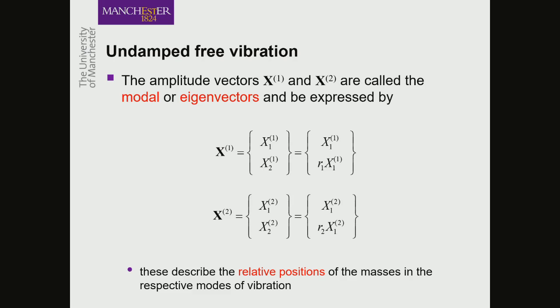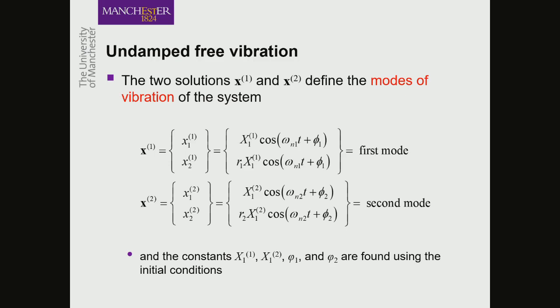The amplitude vectors x1 and x2 are vectors, right? They are written in bold, so they are called modal vectors or eigenvectors. Probably you will remember eigenvectors and eigenvalues from advanced mathematics, so these are quite important to remember here as well. The displacement vectors for omega n1 and omega n2 can also be represented in matrix form, and as I said, they define the relative positions of the two masses. If the system is vibrating under omega n1, it is the first mode, and under omega n2, it is called the second mode of the system.